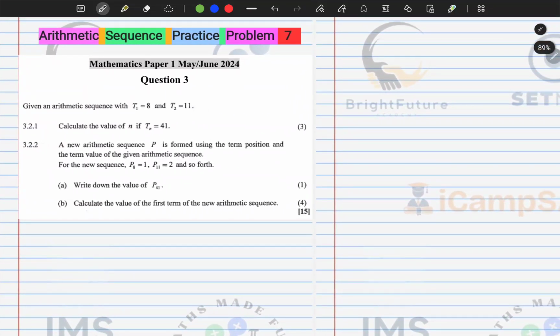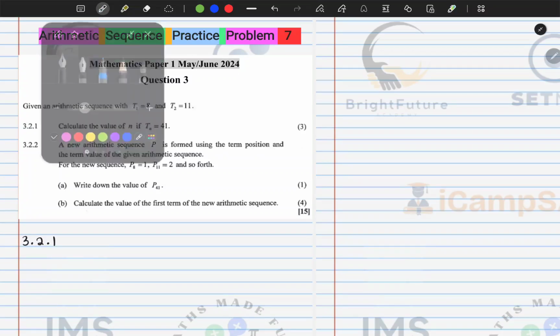So we are given an arithmetic sequence with T1 equaling 8 and T2 equaling 11. And the first question requires us to calculate for which value of n will Tn be 41. So let's go ahead and have a look at this.